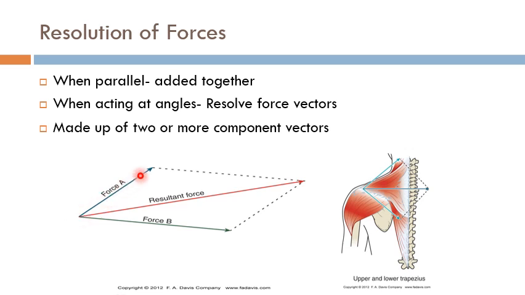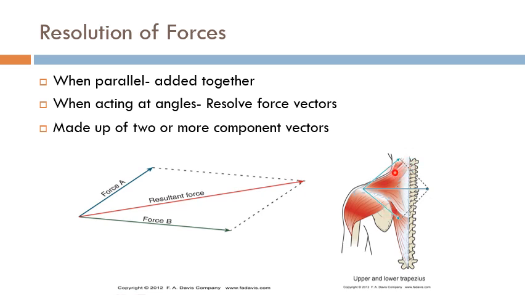All you simply do is make a line parallel to force B, a line parallel to force A, and draw the resultant force out. No matter what direction these would be in, you would always be able to figure out what the resultant force is. Here you see an example of this in the body.